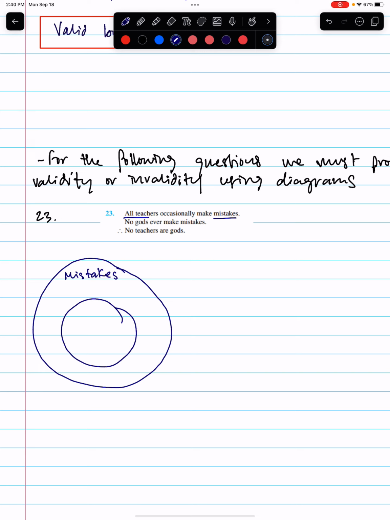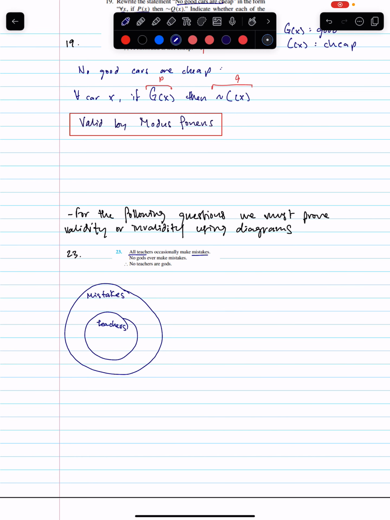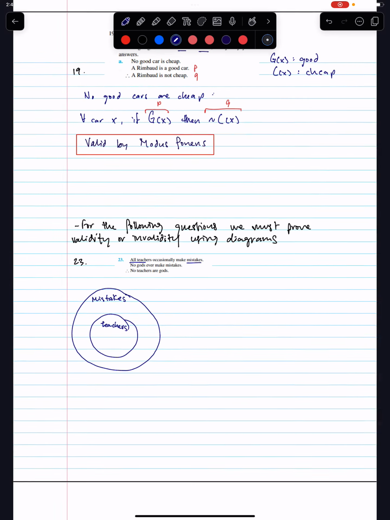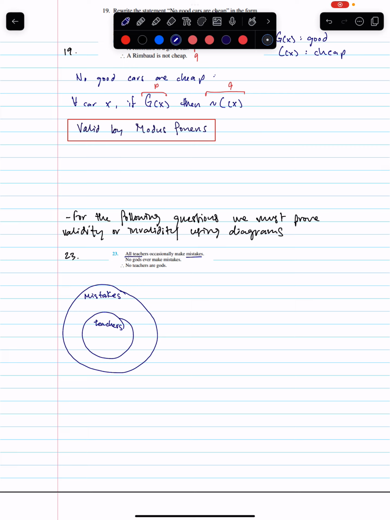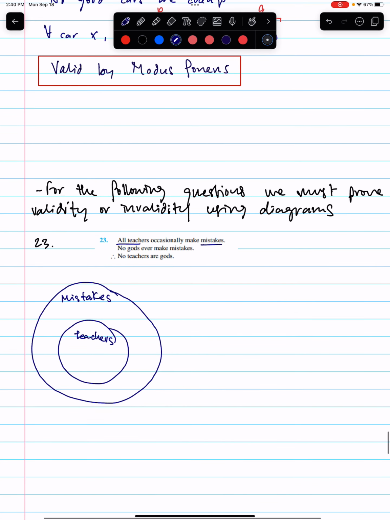Teachers is nested within this overarching circle of making mistakes. It's not the other way around, that mistakes is nested within teachers. That would mean that only teachers make mistakes, like no other anything makes mistakes, right? That's limited only to teachers. But no, teachers are included within this overarching circle of mistakes. We'll go to the next one.